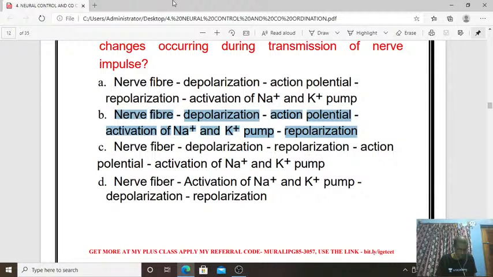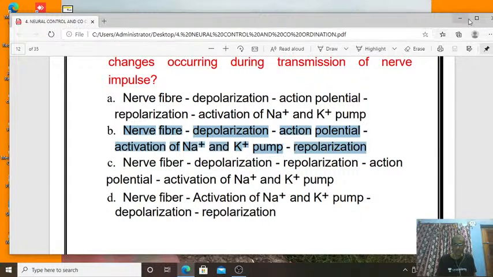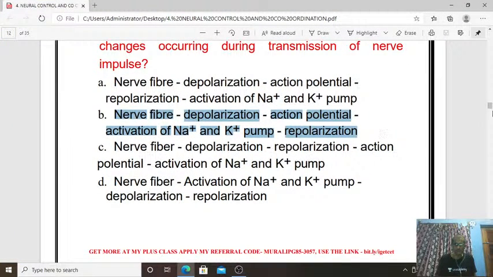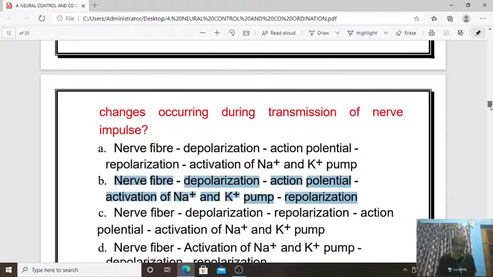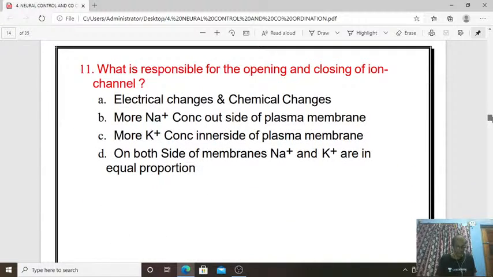Question number 9, B is the answer, okay. So once again I am changing that option. For the 9th question, B is the right answer, and for the 11th question I already said it is A, isn't it? I already said it is A.